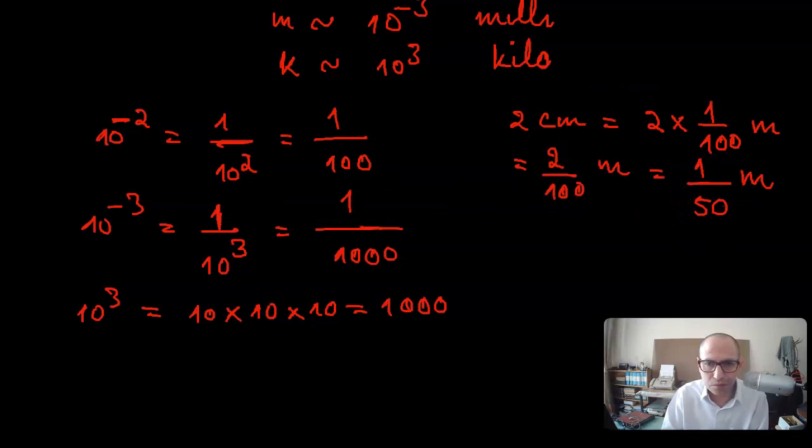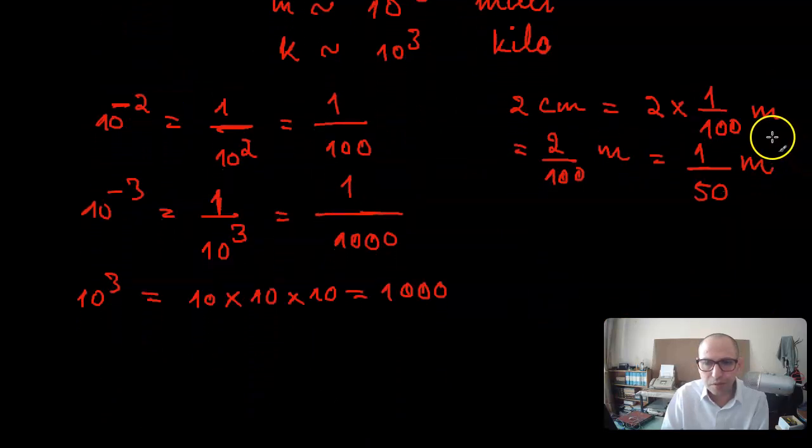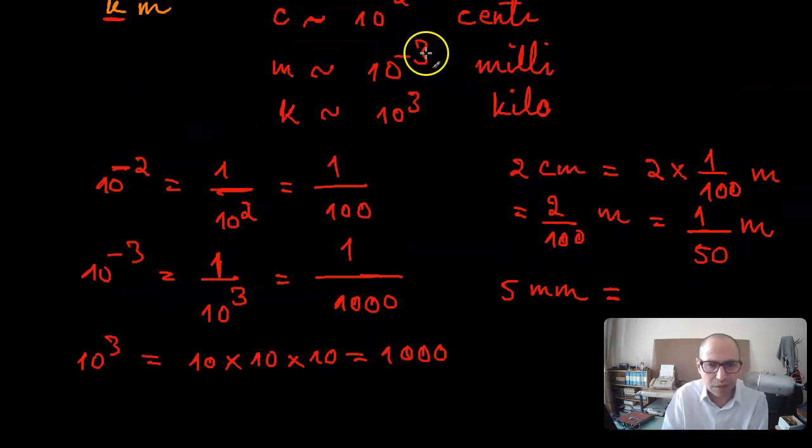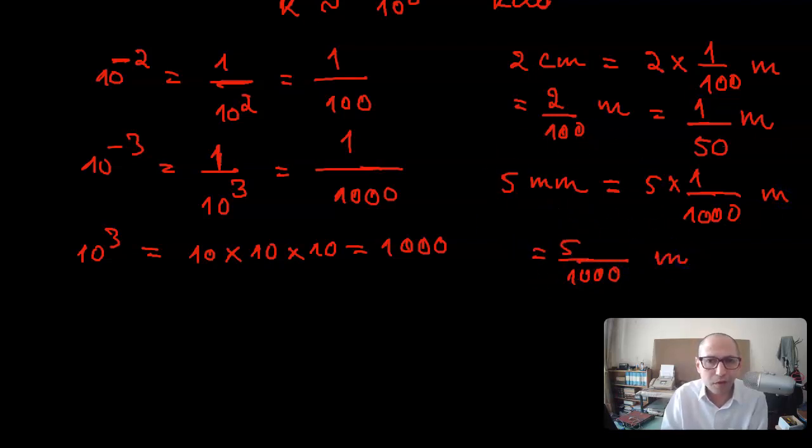Or for example, when you say a millimeter, let's say 5 millimeters, you have seen the millimeter on your ruler, which has very small graduations. So 5 millimeters simply means that the milli means 10 raised to the power negative 3, which is 1 over 1,000, right? So that is 5 times 1 over 1,000 meters, which is 5/1,000th of a meter, right? That is 5/1,000th of a meter.